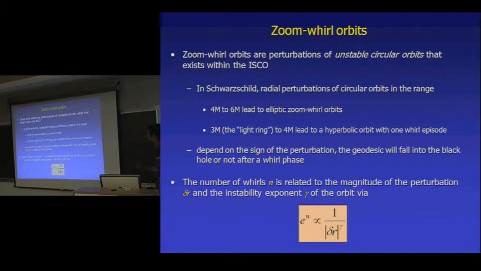And essentially, the number of whirls that you'll see in the orbit depends on how far you are away from the exactly unstable circular orbit. This is the following expression. This is the eccentricity of the orbit.